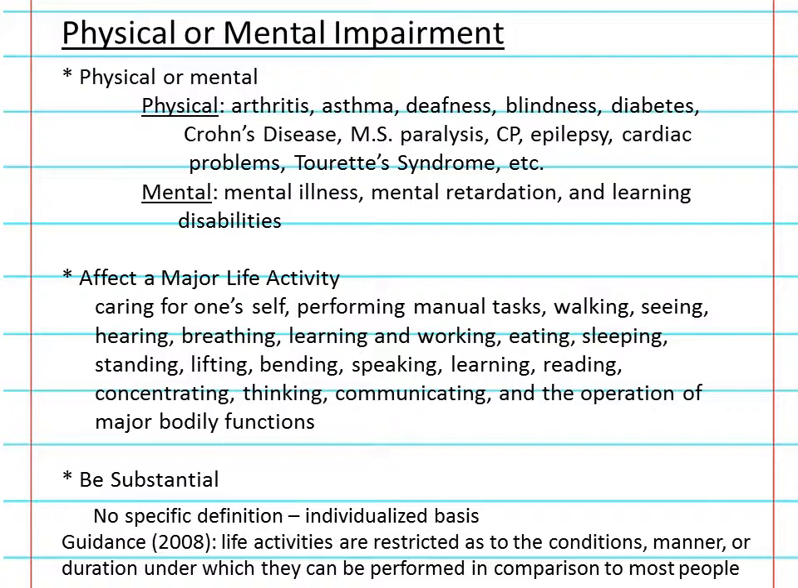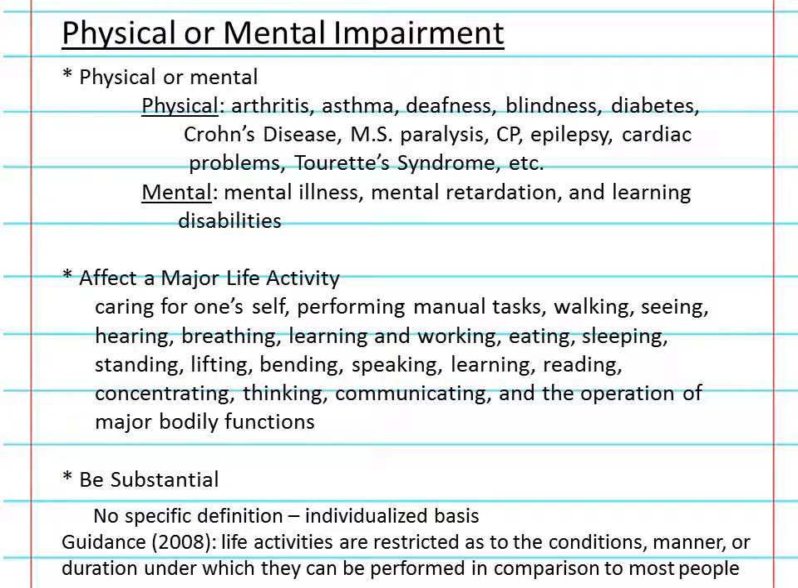And that impairment has to substantially limit a major life activity. So that's the next part on the slide. Major life activities include caring for oneself, performing manual tasks, walking, seeing, hearing, breathing, learning, working, eating, sleeping, standing, lifting, bending, speaking, reading, concentrating, thinking, communicating, and the operation of major bodily functions. So anything that you need to live. So you're going to have this physical or mental impairment that limits these major life activities.